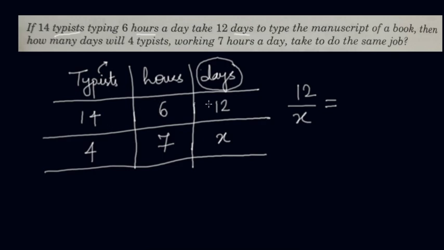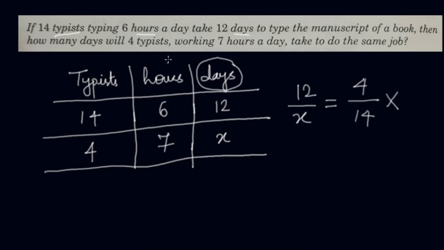14 typists will need 12 days. If there are 4 typists to do the same piece of work, will they take more days or fewer days? The number of typists is going down, so the number of days should go up. The arrows are absolutely inverted, so they are in inverse proportion, and hence, instead of writing this as 14 by 4, we write this as 4 by 14.